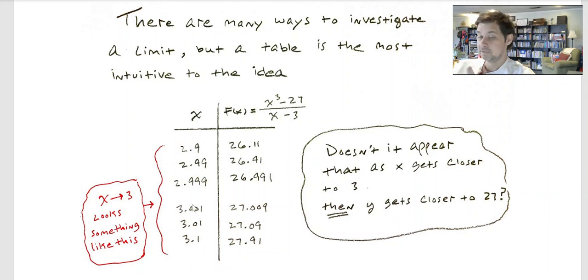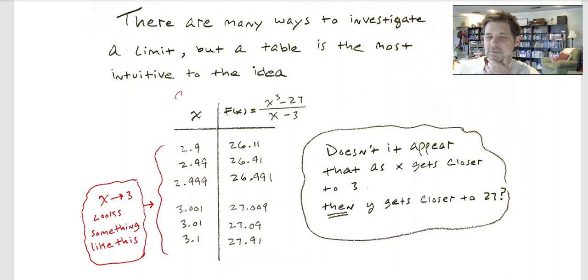And I could put more zeros in there if I wanted to. But is this enough to convince us that there's a pattern? Well, 2.9 gives me 26.11, 2.99 gives me 26.9, 2.999 gives me 26.991. So if you look at this, it looks like the closer the x gets to 3, that's the cause, I guess you could say. I mean, a function has inputs and outputs and cause and effect and so on.